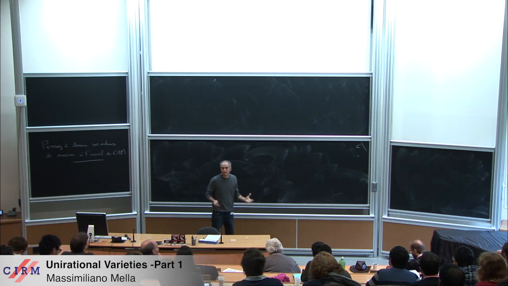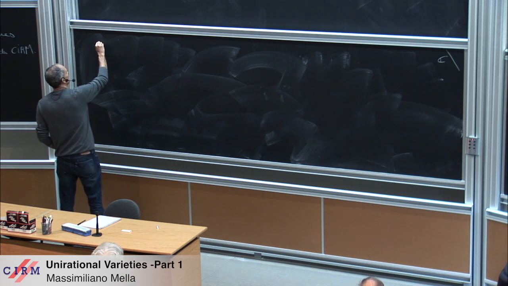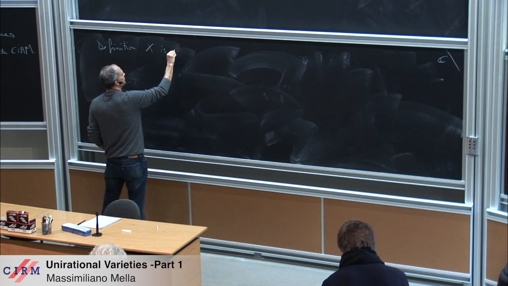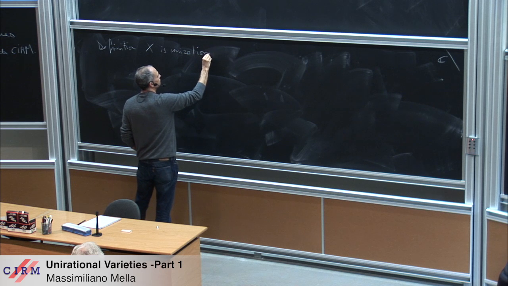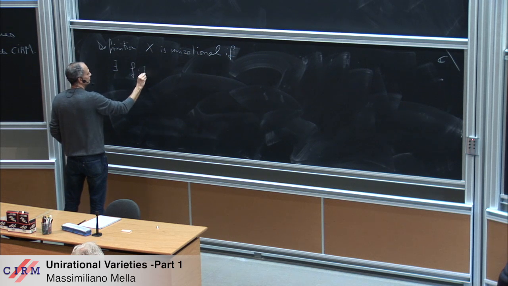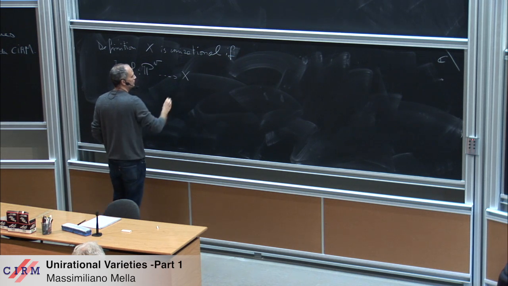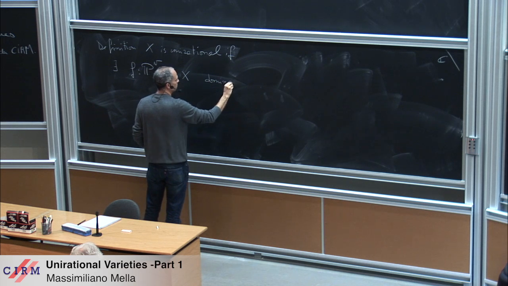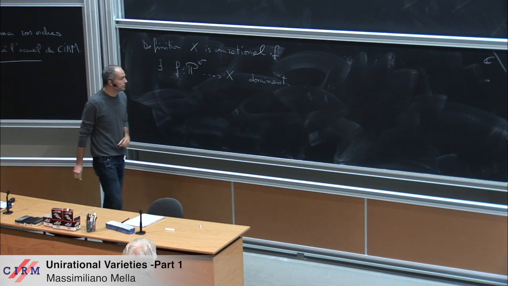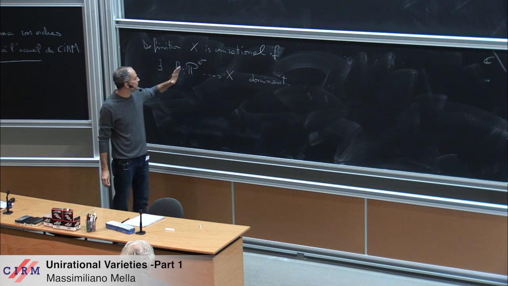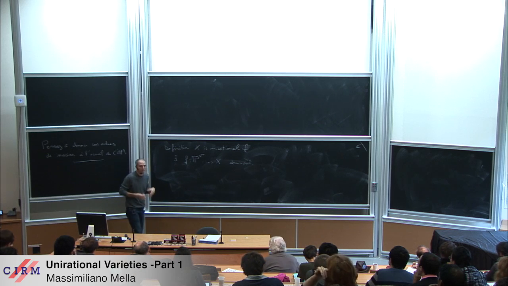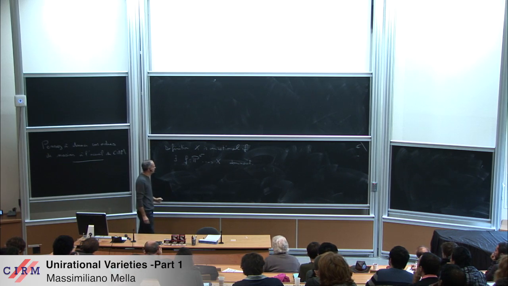Let me start by defining what a unirational variety is. Definition: X is unirational if there exists a dominant morphism from some projective space onto X. So our varieties are covered by some projective space. It's not difficult to guess that you may simply take some hyperplane slice. You may assume that N, this capital N, is the dimension of X, but that's not important. Once you have a morphism of this type, you have it also in smaller dimension.